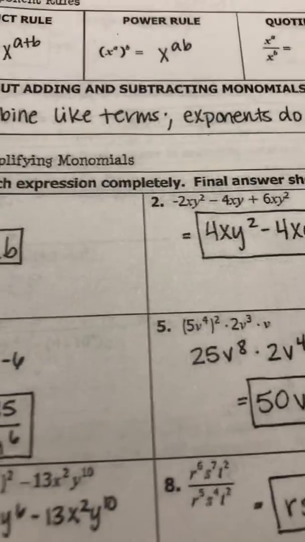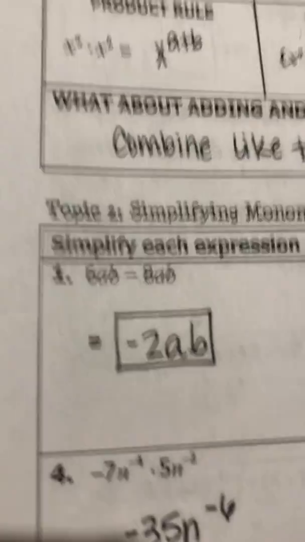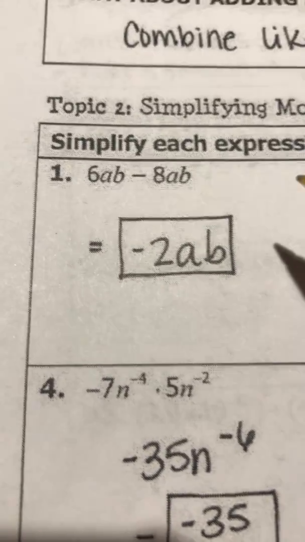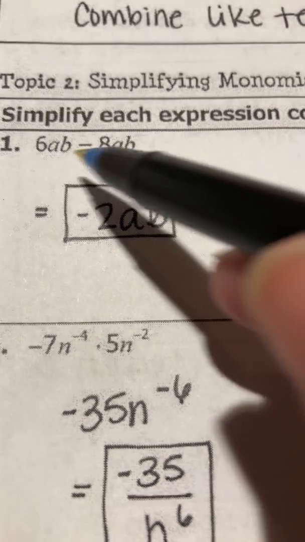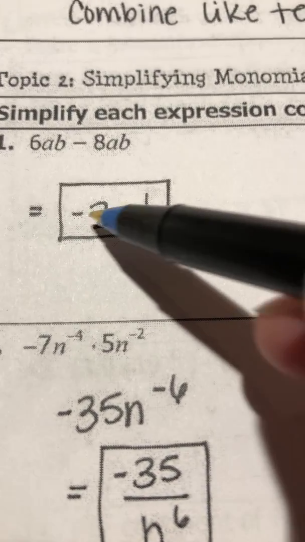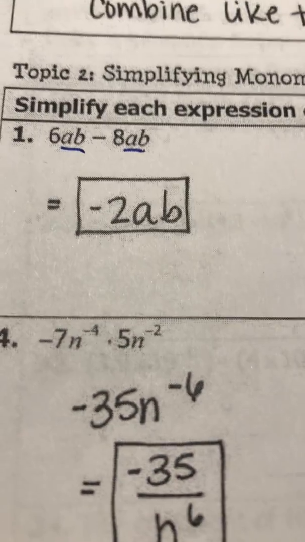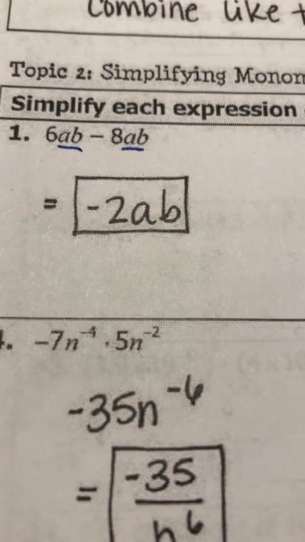Okay, if you look at number 1, this could have been a little tricky. Don't forget that, first of all, they are like terms. 6 minus 8 is negative 2. And I'm holding on to the like term. Don't get rid of that like term. Keep it.